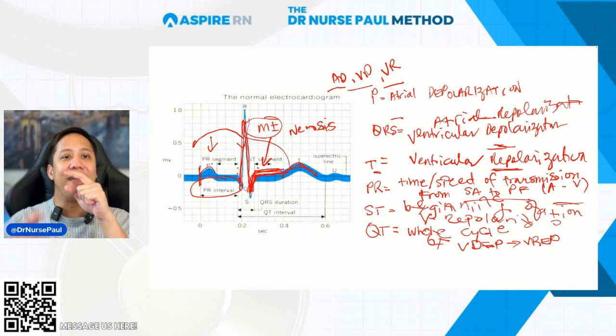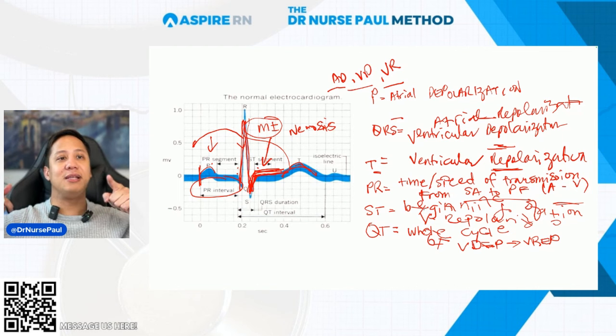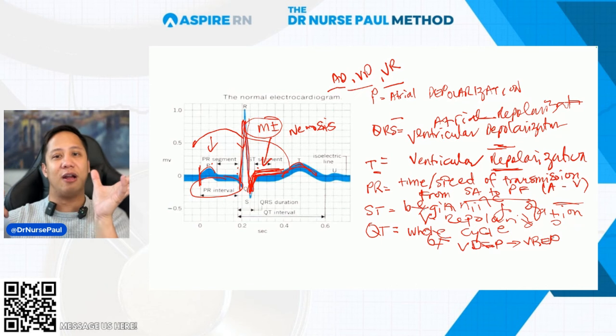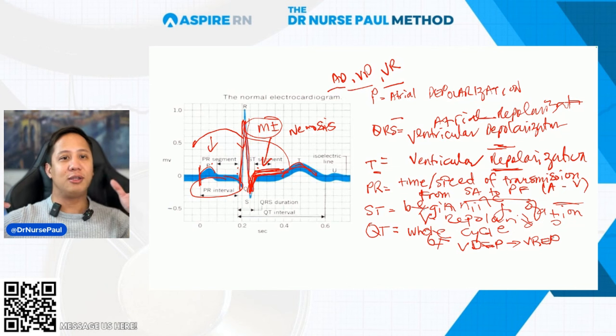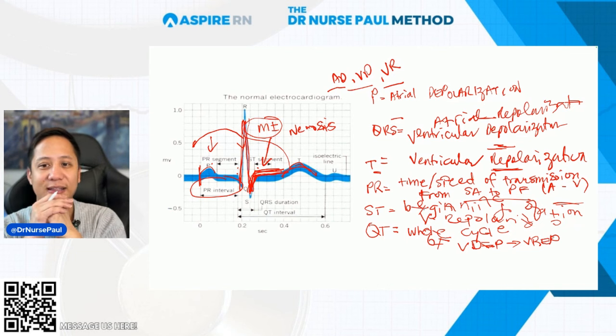If there's a prolonged QT, that's dangerous because that means the heart is taking a while to contract very, very slowly and relax very, very slowly. Prolonged QT is bad. It means the heart is contracting slowly and relaxing slowly. You got it, nurses?